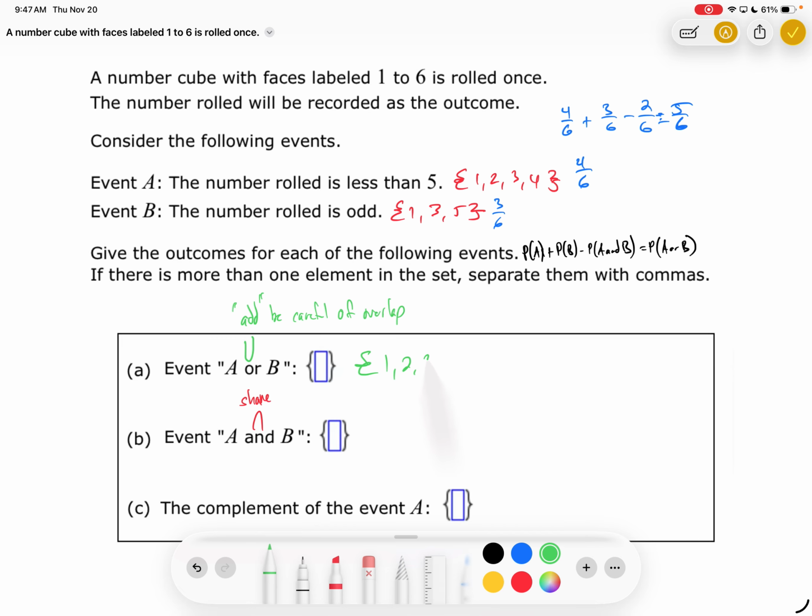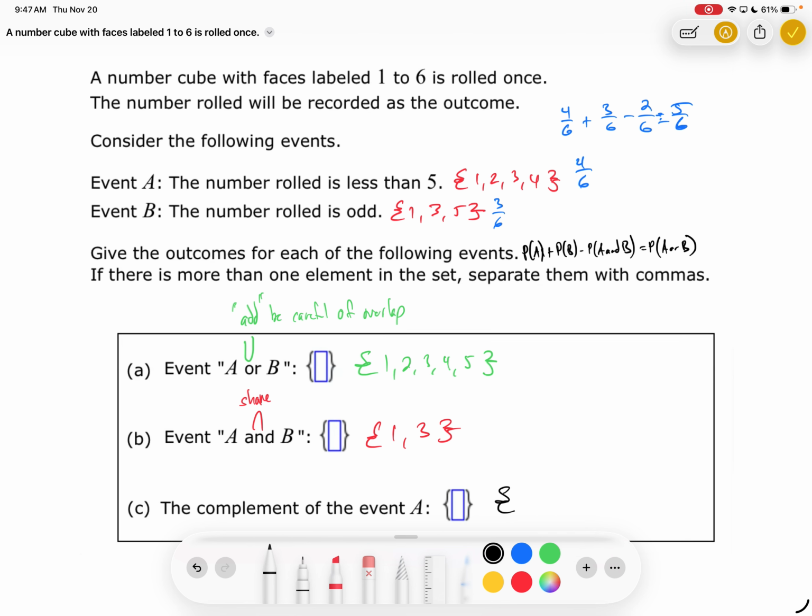Probability of B, there are 3 in the B column, so that's 3 out of 9. A and B, that's the overlap, right? That's the intersection. Whatever words you want to use there.